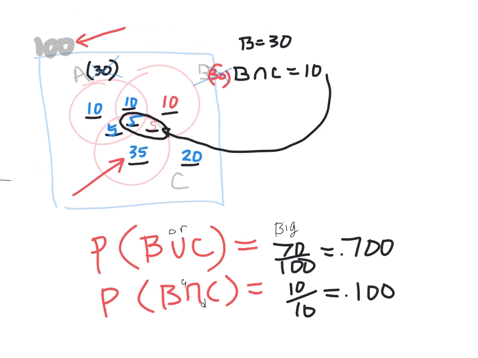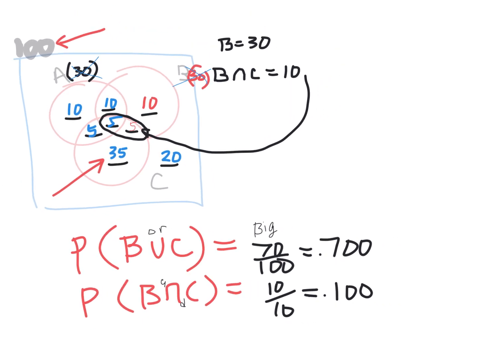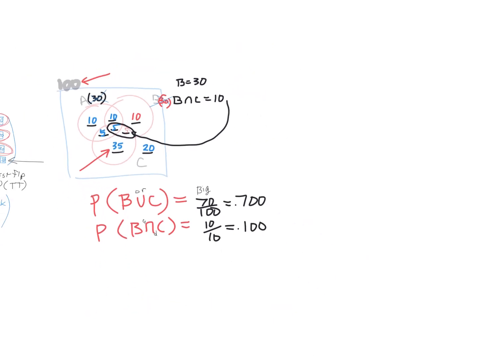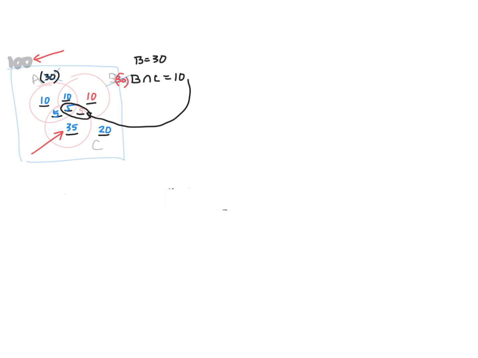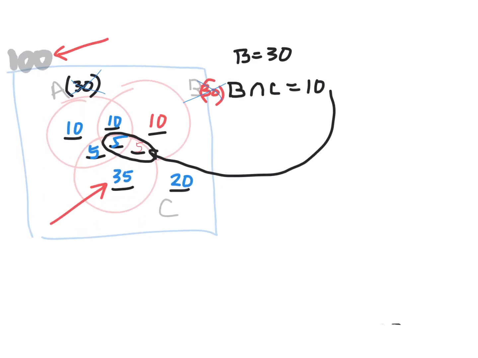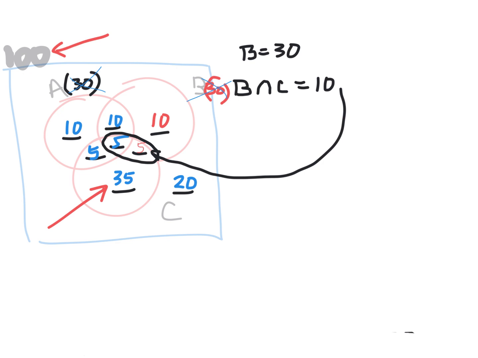Now I'm going to say, given the person liked apples, what's the probability they also liked carrots? Given they liked, I'll write it down. Given they liked apples, what's the probability they also liked carrots?